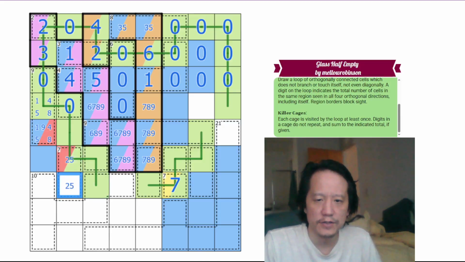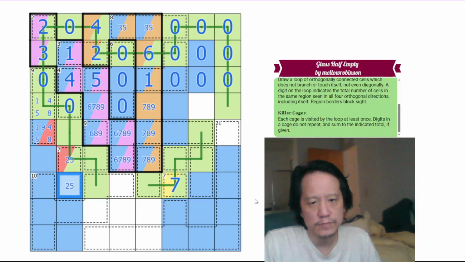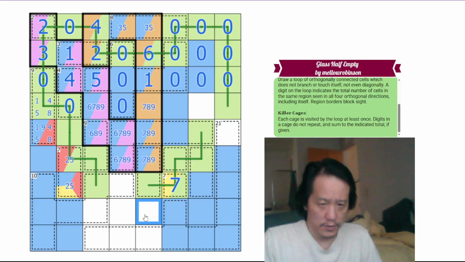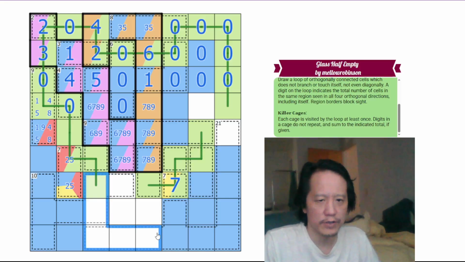This is not on the loop. It can't enter in this way and then exit out, because it'd be touching itself on the loop. So this is not on the loop. This could be either red or yellow. We don't know which. The loop could go that way, could go that way, could go here. Go that way. Those are all possibilities.